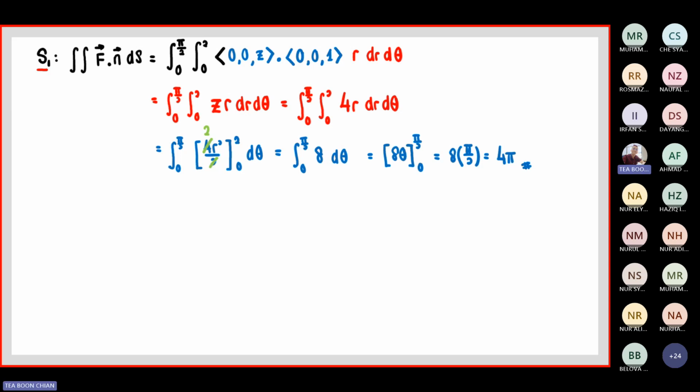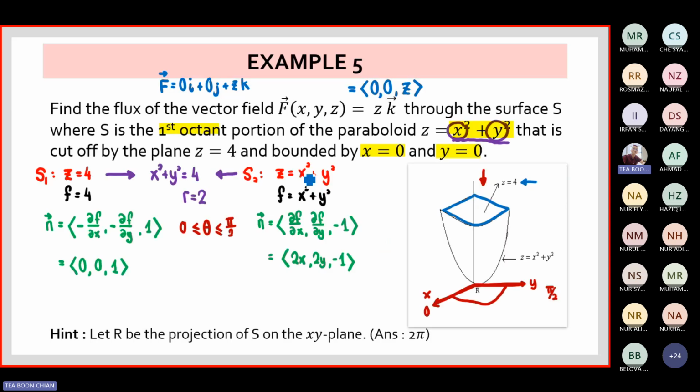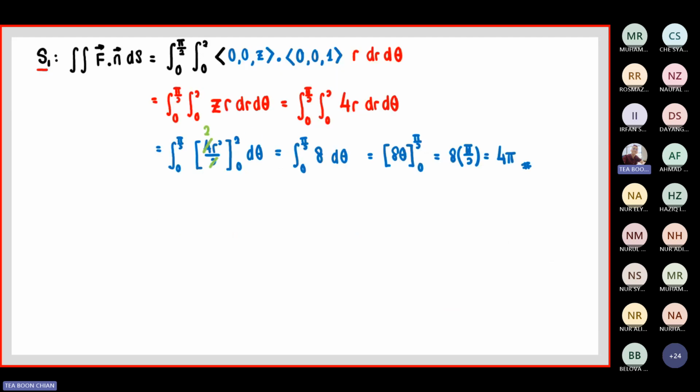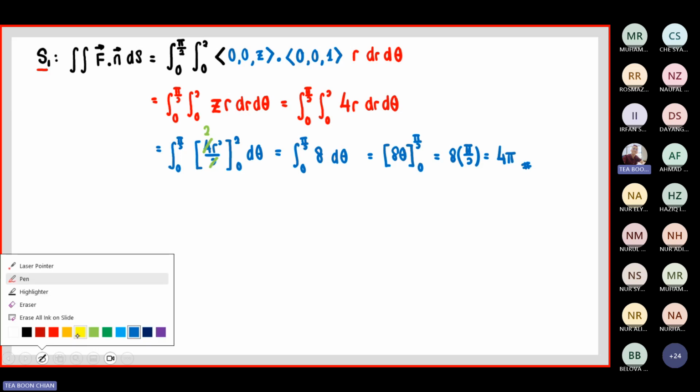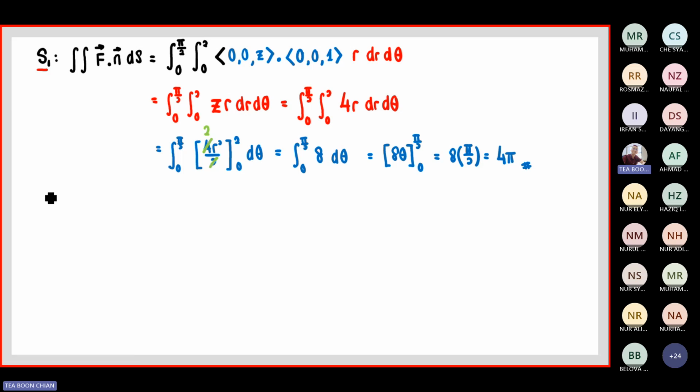Right, should be okay. Next, we are going to look at the downward flux. Remember, second surface z equals x squared plus y squared. Be careful, the equation is already changed here. But the rest of the setup would be the same. Therefore, I would first copy everything here. Okay, never mind. I can do just below here since I have much space left.